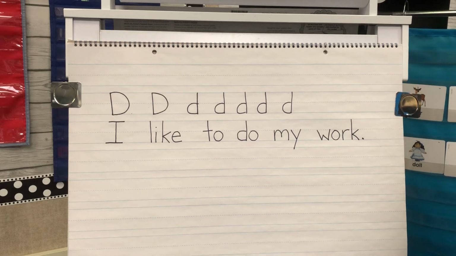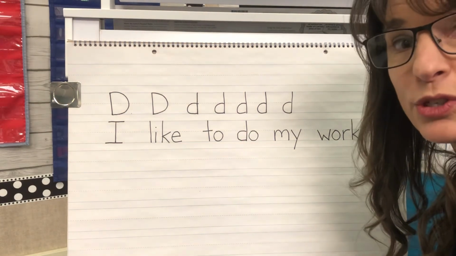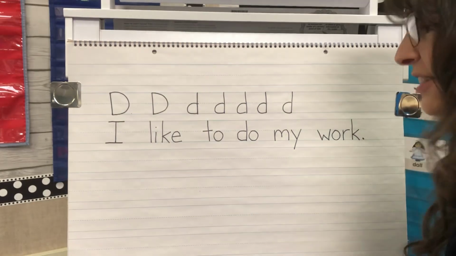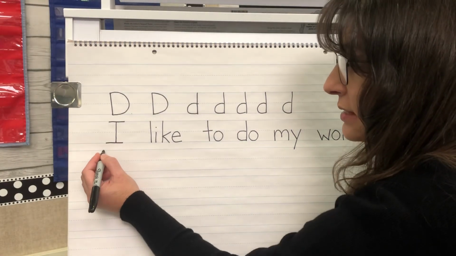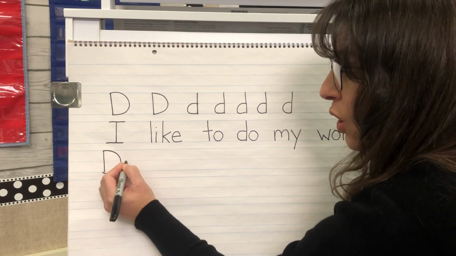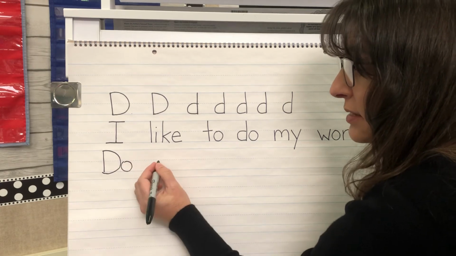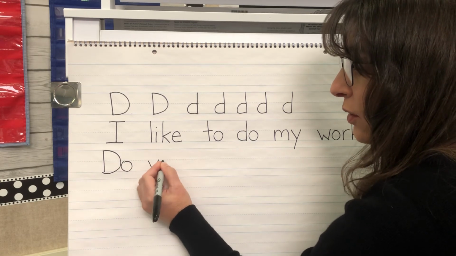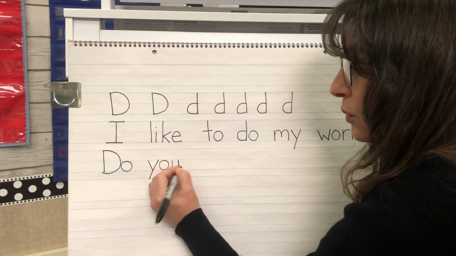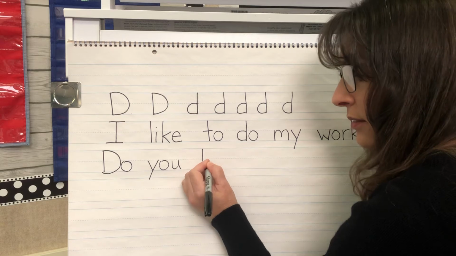Now, let's write one more sentence trying to use to and do. I'll start it with do, so it's going to be a question. Do you like to do work? How about that? Do, capital D, because it's the beginning of a sentence, D-O. Do, make a space, you. Now that's been a sight word.